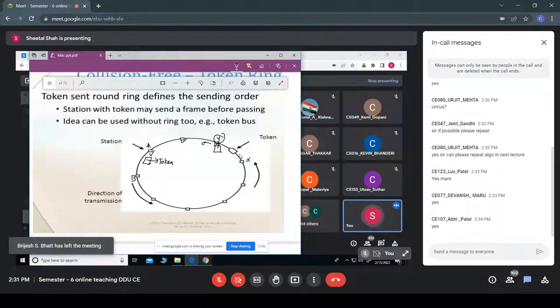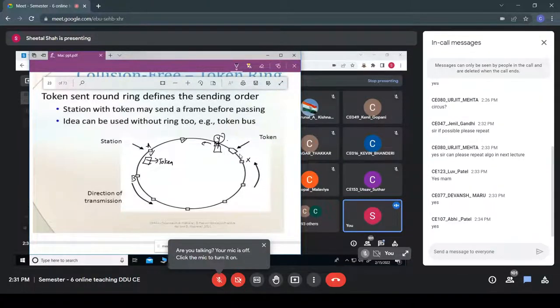It is circulated, and when it reaches again back to the station Y, it removes that data frame from the network, and again it would set this token free onto the ring. Now after Y, say suppose Z is there. If Z has some data frame ready to be transmitted, then it can hold the token and send the data frame. And if it does not have any frame ready to be transmitted, then it can just set that token free and send it to the next station, that is station A. So this is how the token ring would work.